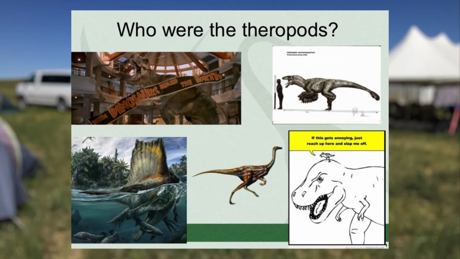So who were the theropods? You all know this. You spent your life watching movies. T-Rex, where's he famous from? Jurassic Park, of course. Spinosaurus was made famous in Jurassic Park 3. You're going to hear lots of Jurassic Park references. Gallimimus, Jurassic Park. The big raptor, right? Utah raptor. Not Velociraptor. Utah raptor was the big one that you've seen in a lot of movies.